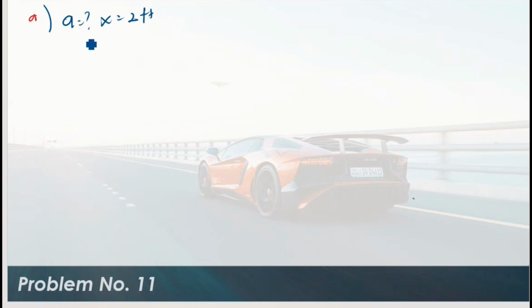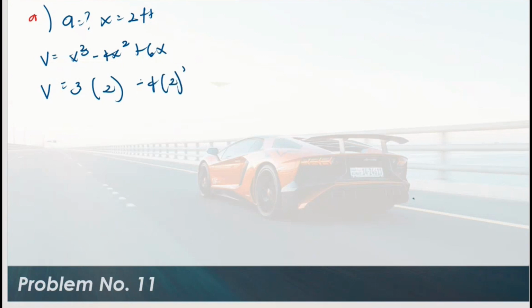So, tinanong natin. So, alam natin, what's the equation? V is equal to x cubed minus 4x squared plus 6x. So, V is equal to 3 multiplied by 2, minus 4 multiplied by 2 squared plus 6 multiplied by 2. Velocity is 4 feet per second. Okay, we have this, 4 feet per second for the velocity.